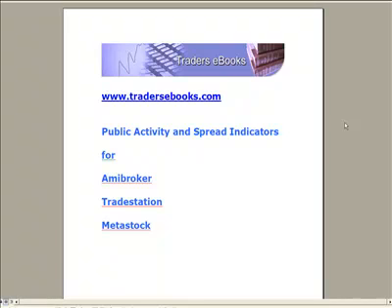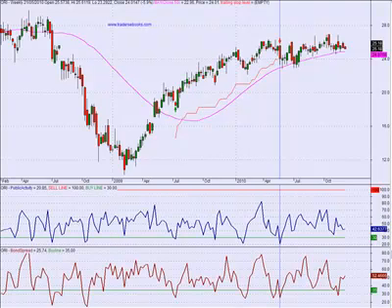I'm going to introduce our public activity and spread indicators to you today. They're available on our website for AmiBroker, TradeStation and Metastock. They're proprietary indicators that we've developed ourselves.